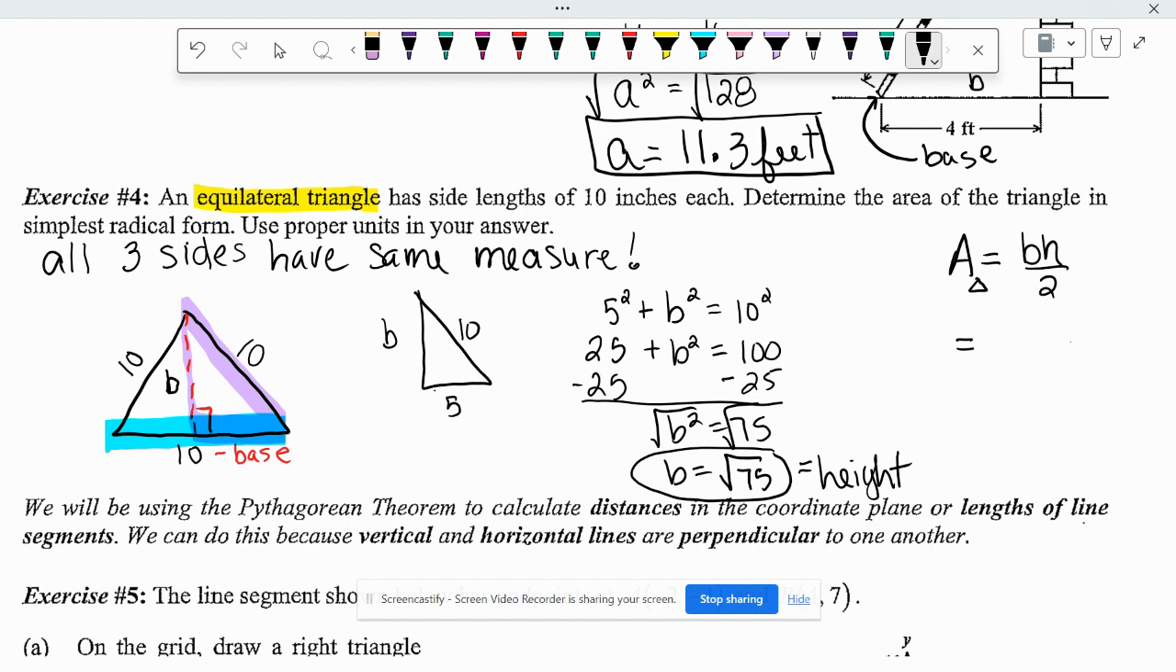So to find the area, I have to take 10 times the square root of 75, and then take that whole thing and divide it by 2. So let's write it out first. 10 parenthesis square root of 75, close my parenthesis, all over 2. So in your calculator, 10 times the square root of 75 equals, and then divide by 2.